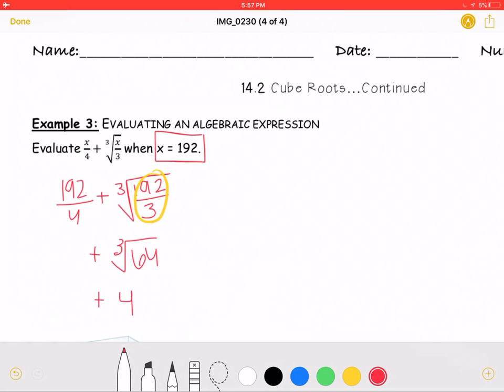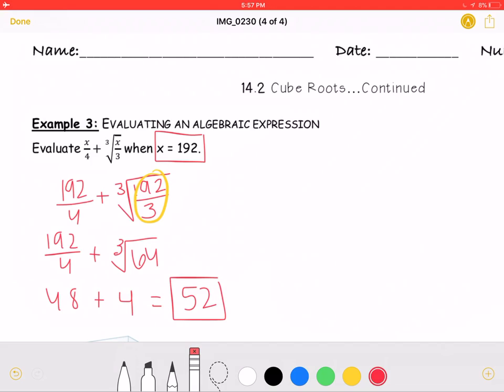But now let's deal with what we still have in front. Can I simplify 192 over 4? Well, go ahead, divide those, and you get 48. 48 plus 4 equals 52. And that's our answer. That's the expression evaluated.